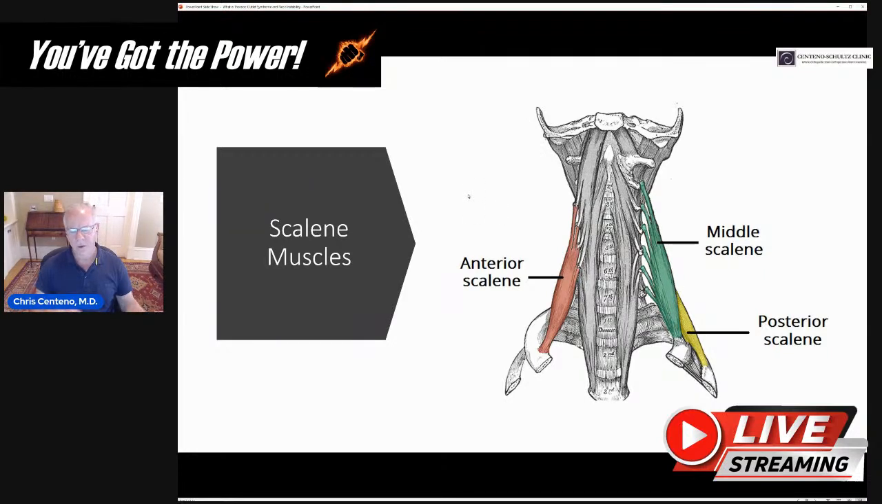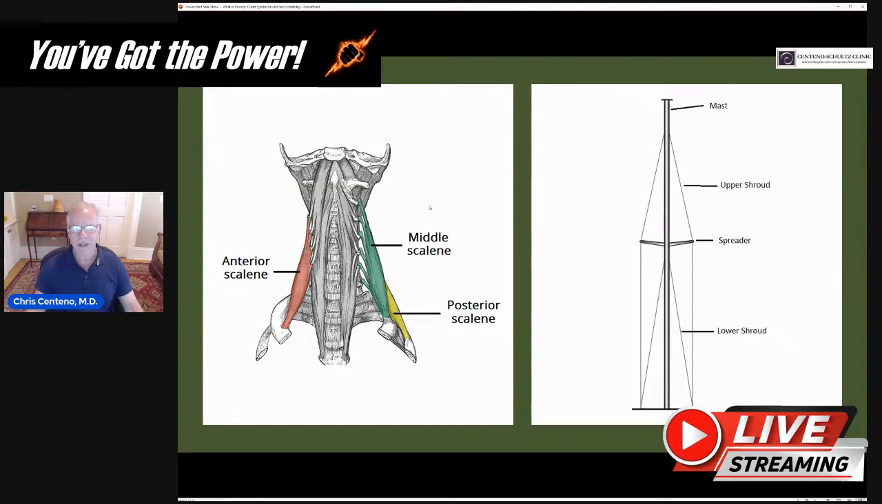So if you think about what these scalene muscles do, why are they there? Well, they're really there in the same way as guy wires, or what we call in sailing shrouds, to hold up the mast, right? You've got this long mast. You want to put a powerful sail on it. You don't want the whole thing to fall down. So you've got to put these guy wires in tight to keep the mast up straight.